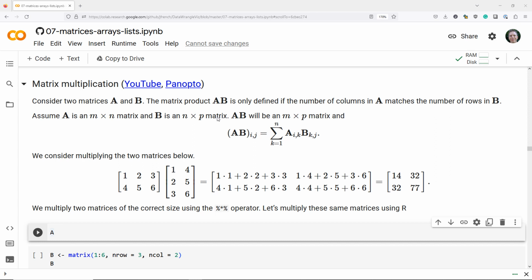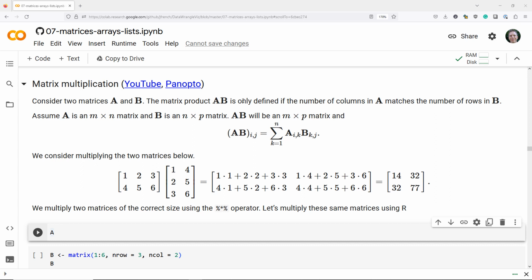Let's talk about how to do matrix multiplication in general and then also in R. So let's say that we have two matrices, A and B, and we want to compute the matrix product, which we would denote as AB like this. We don't have to have a multiplication sign or something like that. We would just put them next to each other like this, and this indicates that we are multiplying them together.